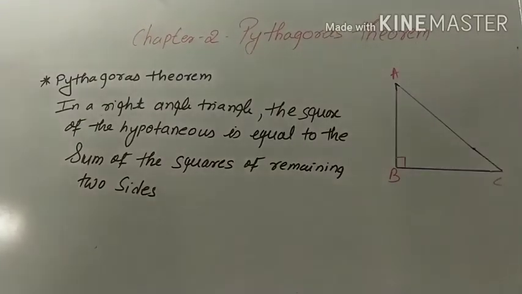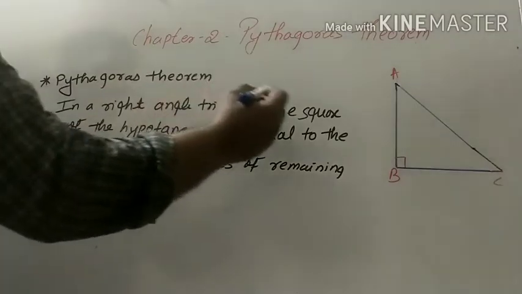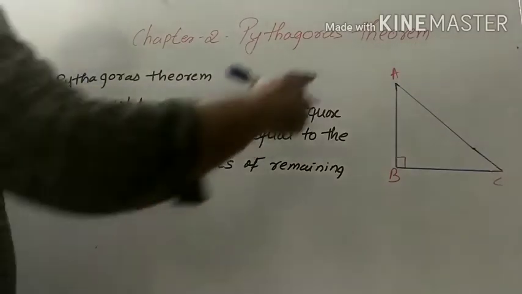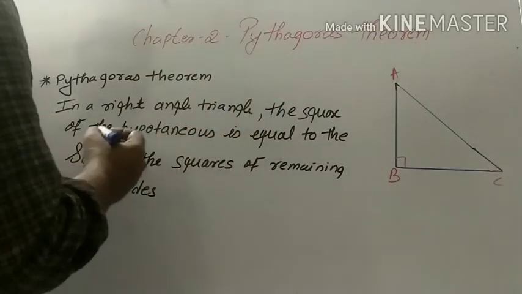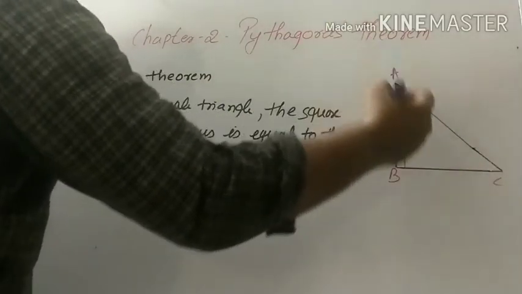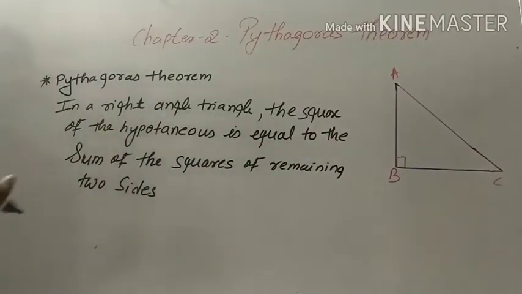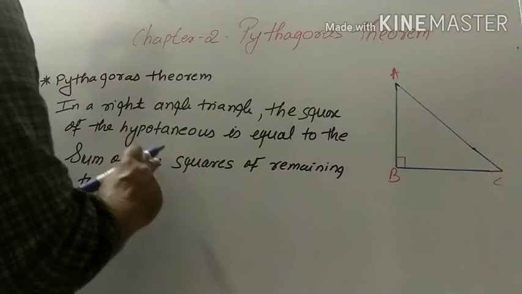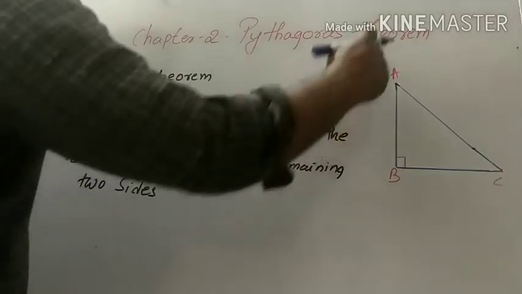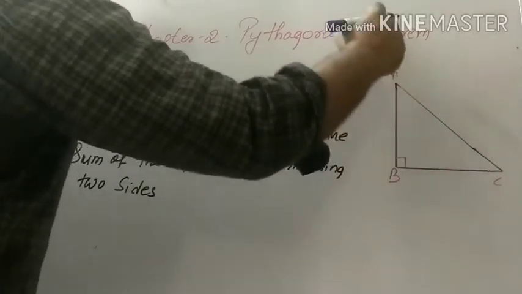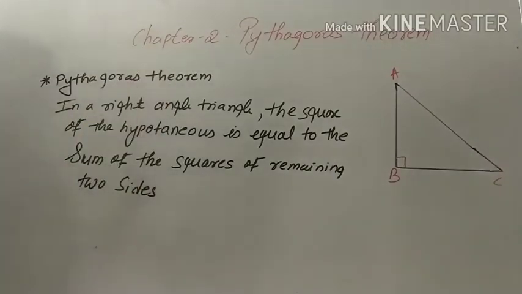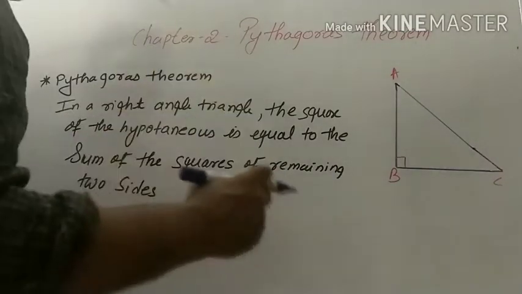So student, now we prove Pythagoras theorem. What is Pythagoras theorem? In a right angle triangle, triangle ABC is a right angle triangle, the square of the hypotenuse is equal to the sum of the squares of the remaining two sides. What is hypotenuse? AC. And the remaining two sides are AB and BC. So AC square is equal to AB square plus BC square. We have to prove that.